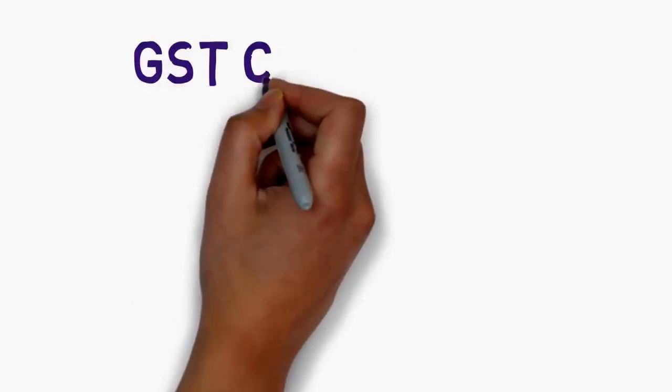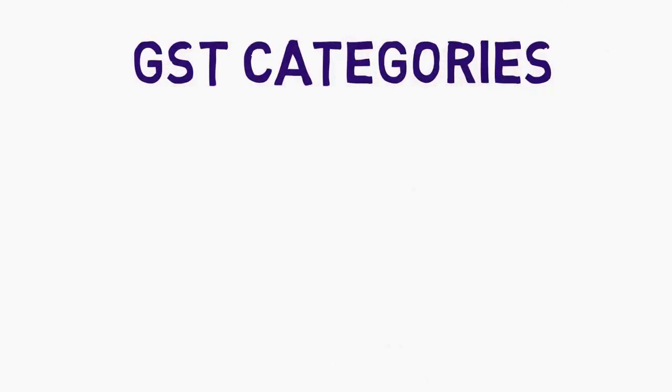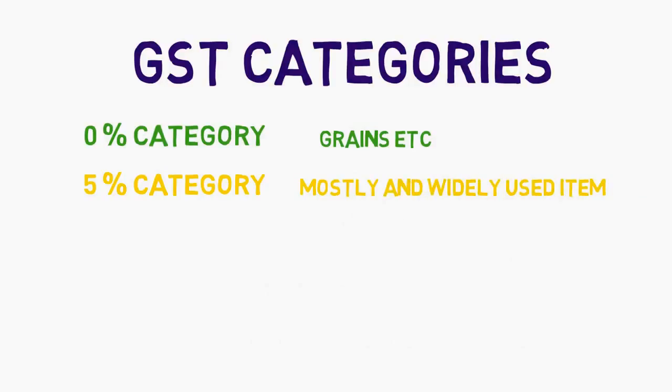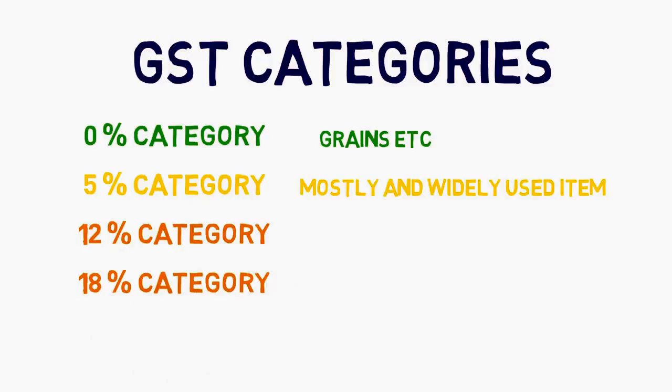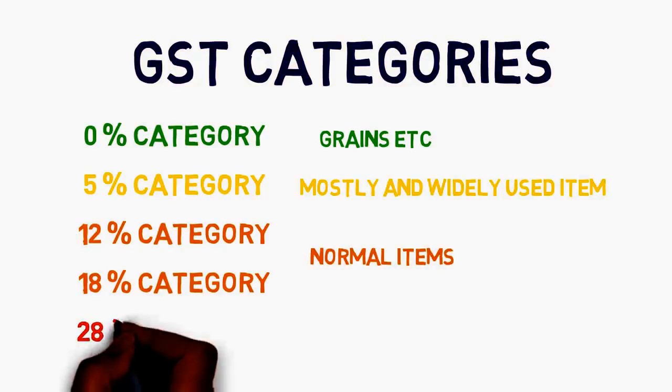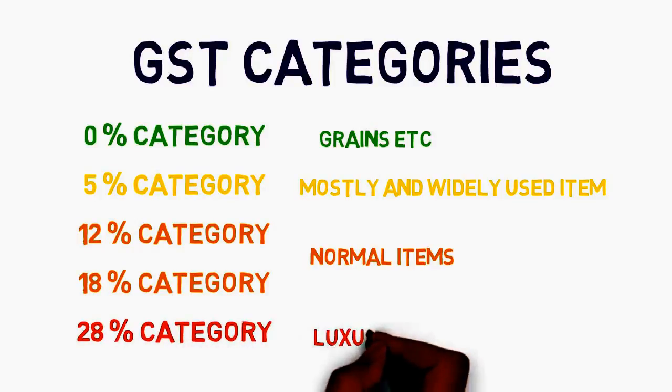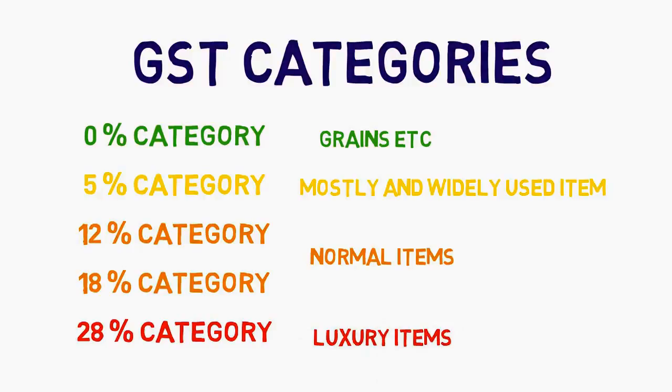We will also have 5 categories in GST in India. 0% category, which will apply on food grains, etc. 5% category, which will apply on mostly and widely used items. 12 and 18% categories, which will apply on items which are normally used. 28% category, which will apply on luxurious items.